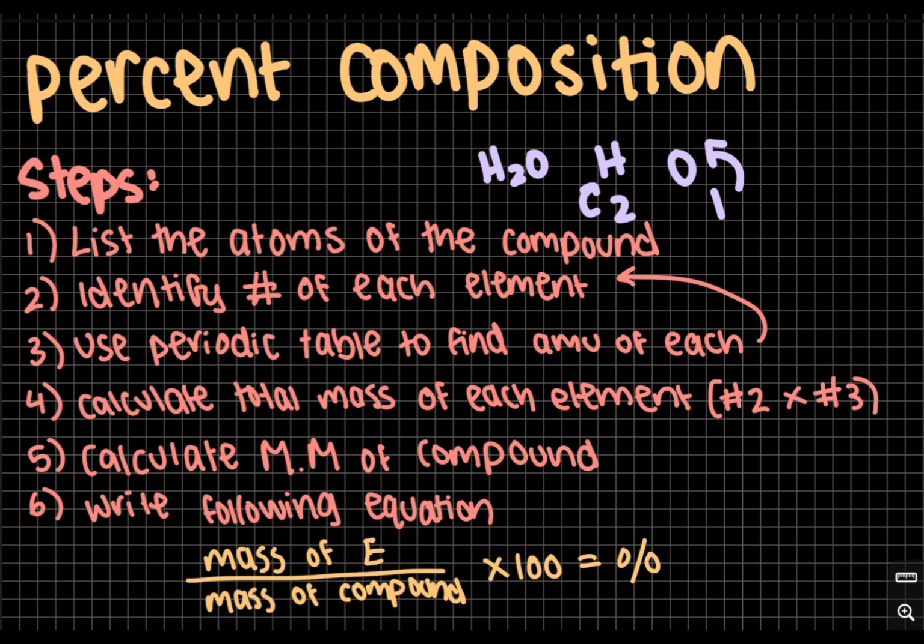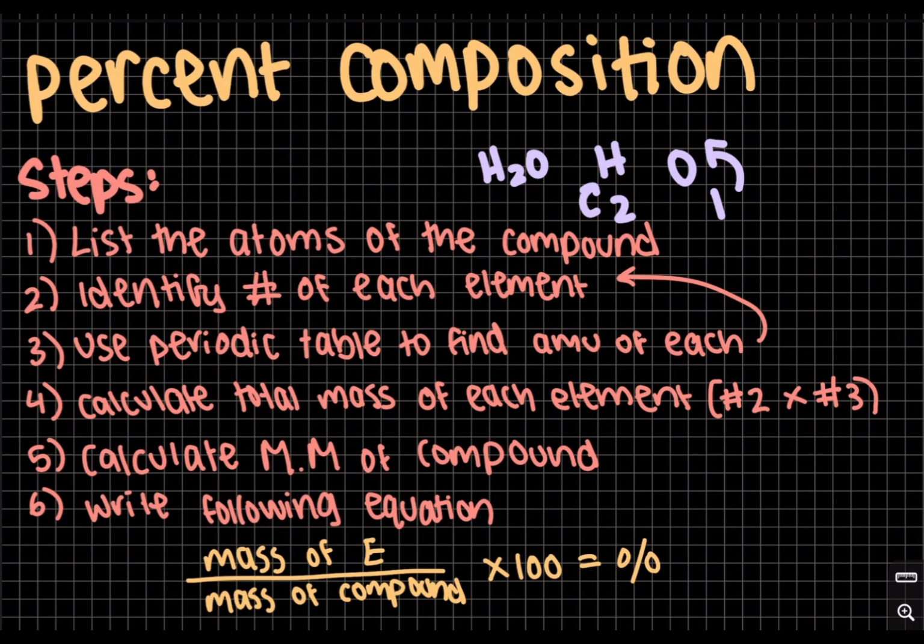Then, using that, calculate the total mass of each element, meaning you just multiply the number of each element, like the 2 hydrogens, by the atomic mass unit. So if hydrogen's atomic mass is 1, 2 times 1 is 2. The next step is to calculate the molar mass of the compound. If you need help on the molar mass concept, you can go back to my other video. Molar mass is just the total mass of each of the individual elements in a compound added together.